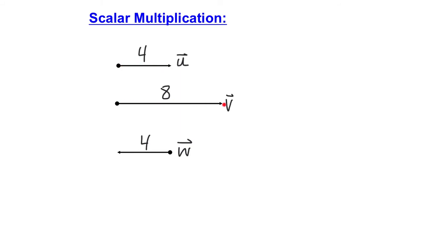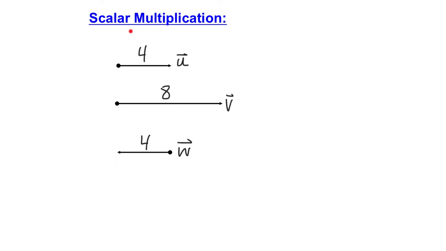V is 8 units long. W is also 4 units long. However, notice the direction. U and V point to the right. W points to the left. Okay, so U is not the same as W.